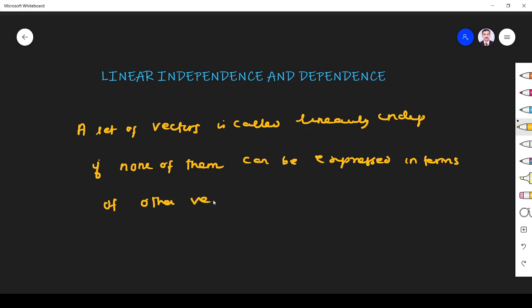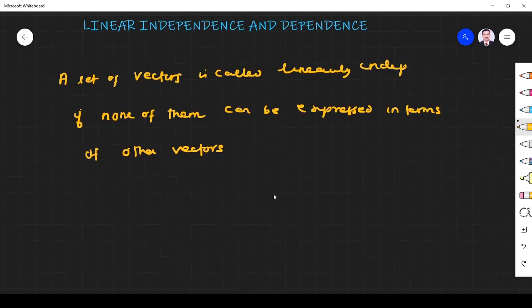If we are not able to express one vector in terms of another vector, then we can call those vectors linearly independent. This definition is valid only if you have two vectors. For example, if you have a set of two vectors v1, v2 where v1 is equal to 2v2, we can conclude that v1 is expressed in terms of v2, so they are linearly dependent.